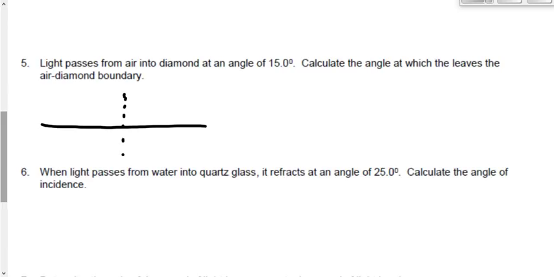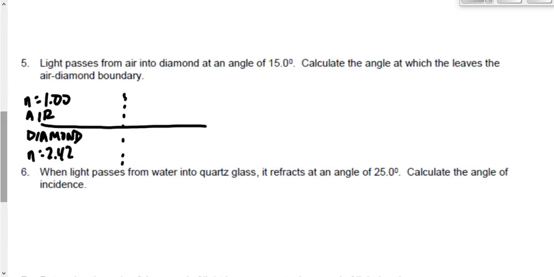This is our normal line right here. Usually I say it's going from the top one to the bottom one, although it doesn't really matter. If that's the case, then we're going to say the top is air and the bottom is diamond. And if I look on that table that you were given, you see the index of refraction for air is 1.00. For diamond, it's 2.42.